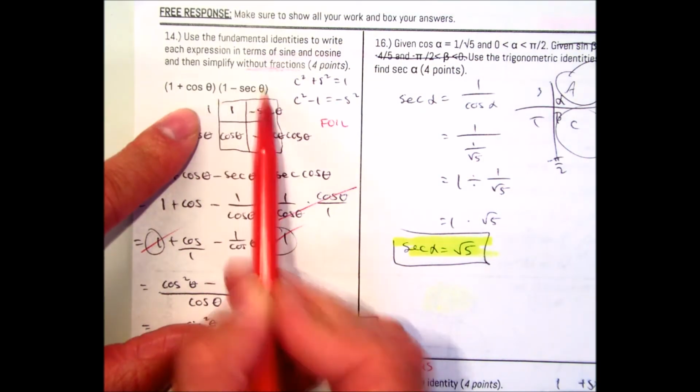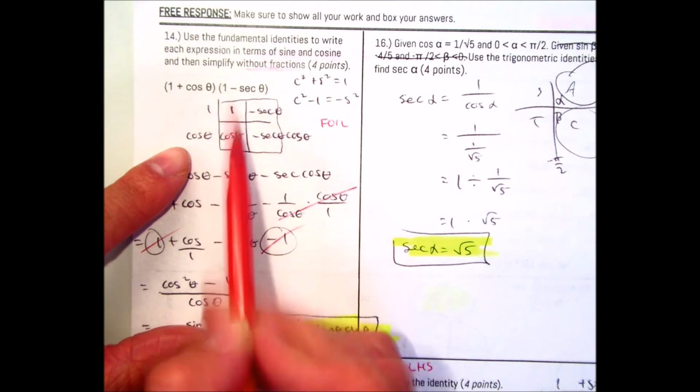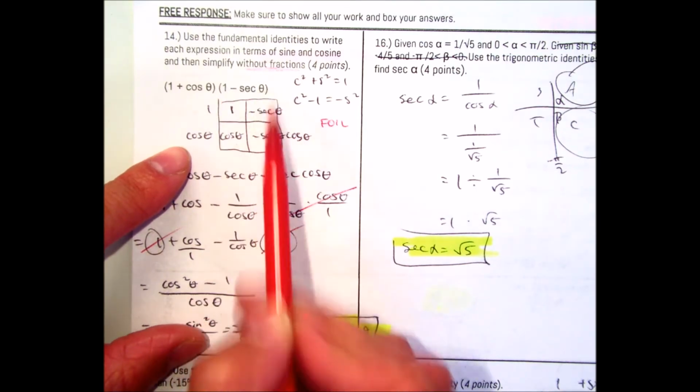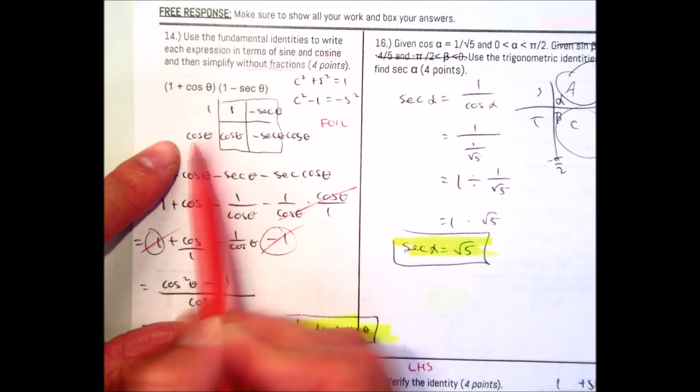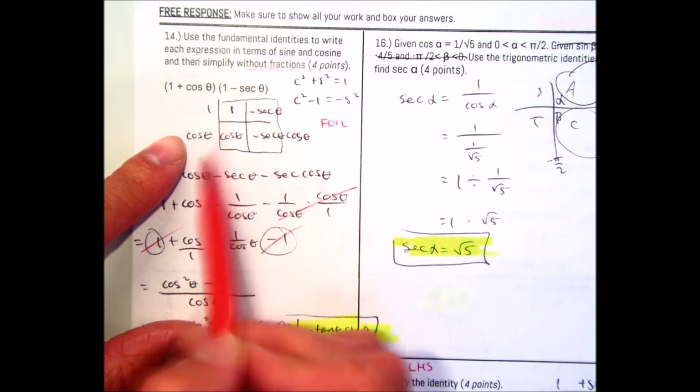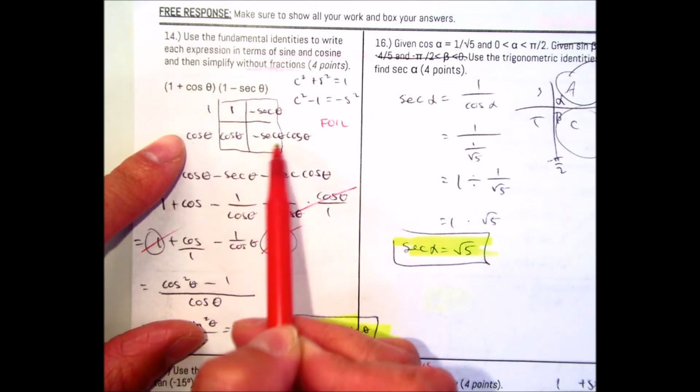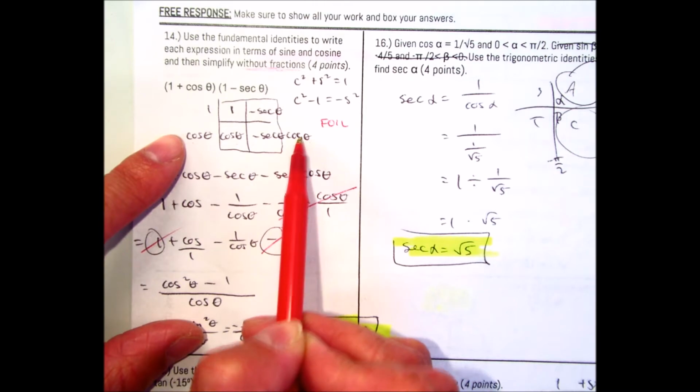1 times 1 is 1. Negative secant theta, positive cosine theta. Cosine times negative secant theta is multiplication, so it's negative secant theta cosine theta, or you could have switched cosine and secant.